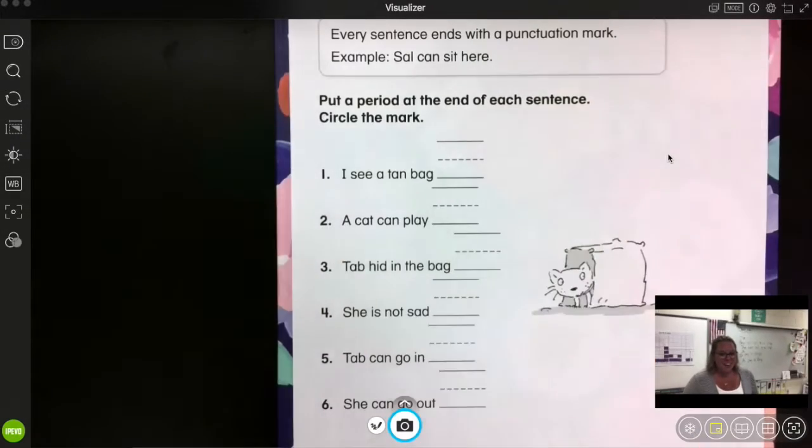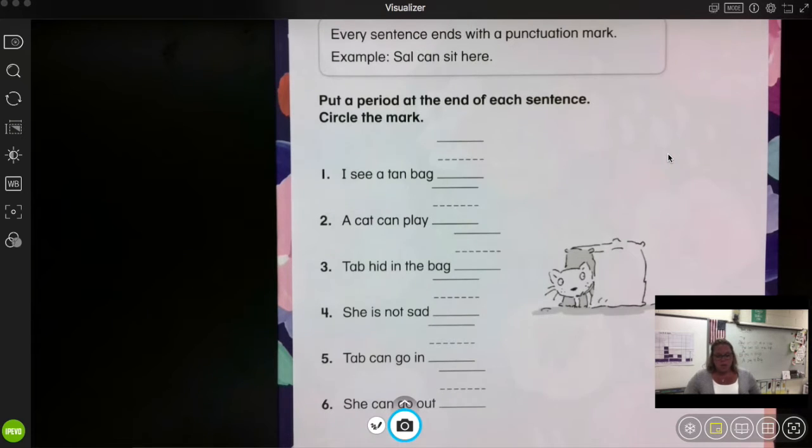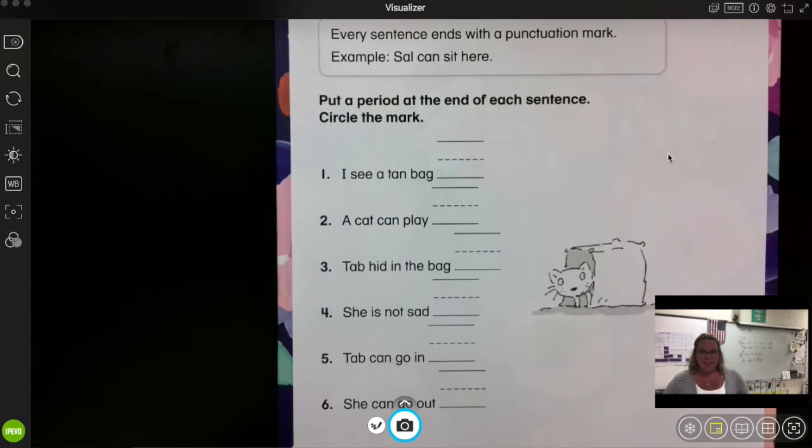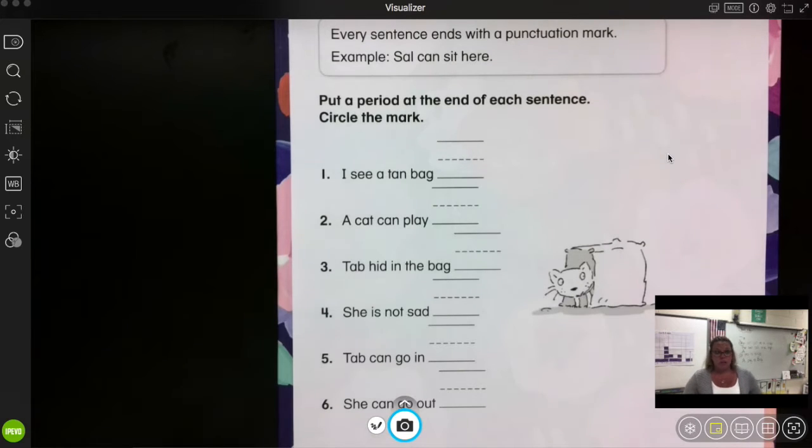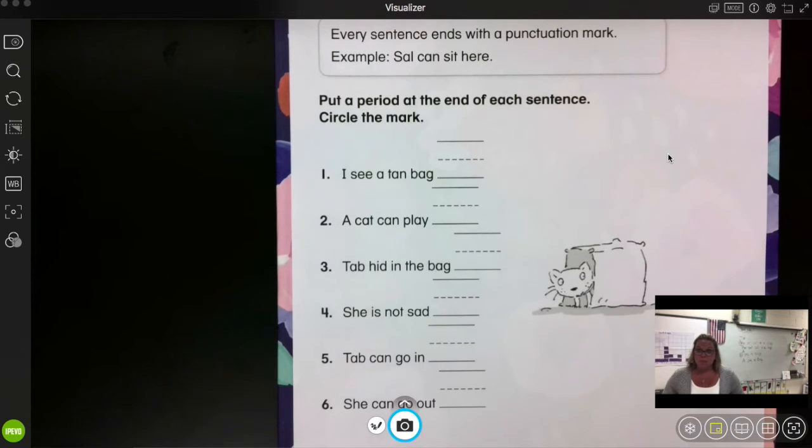Good morning, first grade. Today, we are going to be talking about sentences again. Specifically, we are talking about sentences that need to have an end mark, which is all of them, isn't it? An end mark, just so you know, can also be called a punctuation mark. And today, our punctuation mark or end mark that we're talking about is a period.